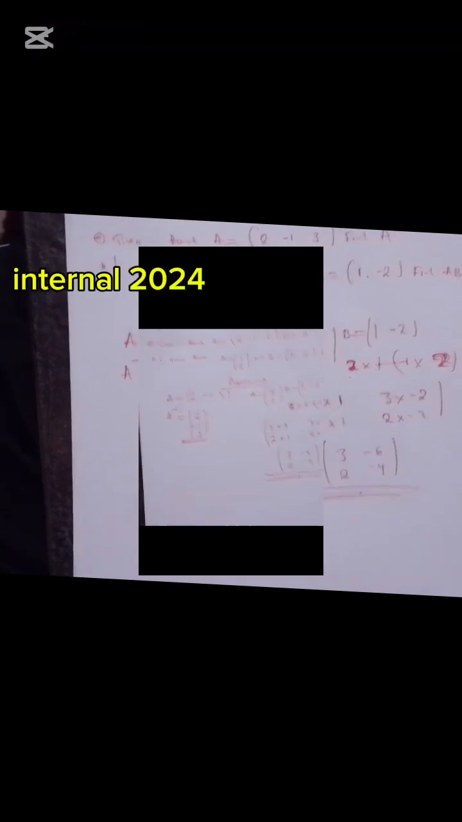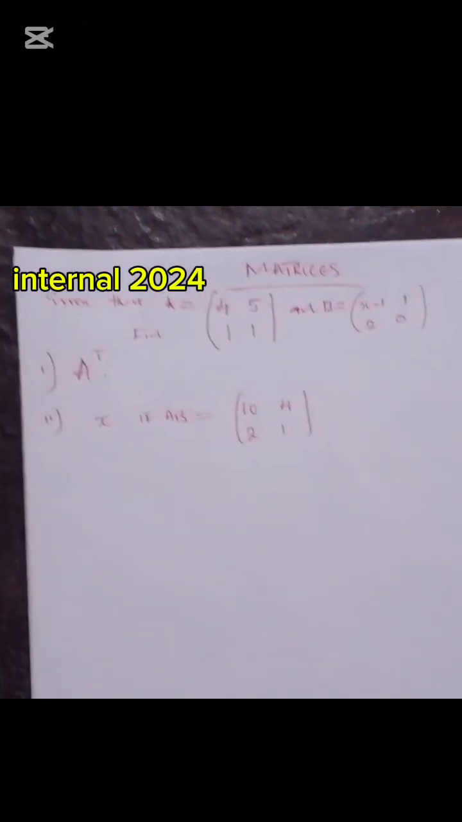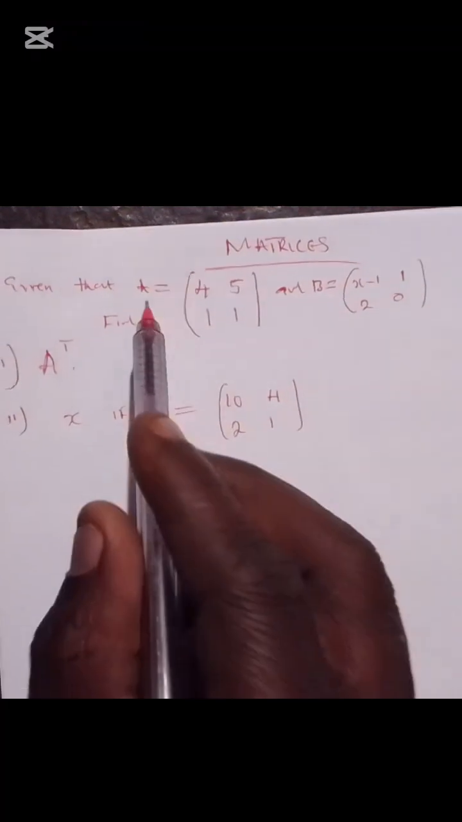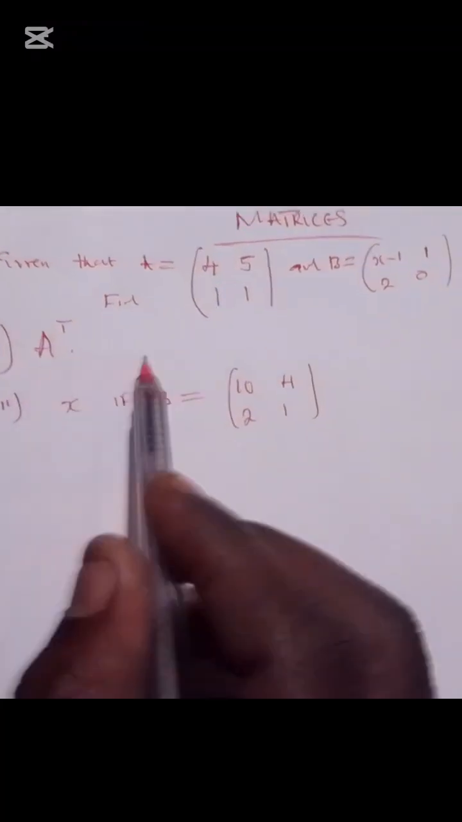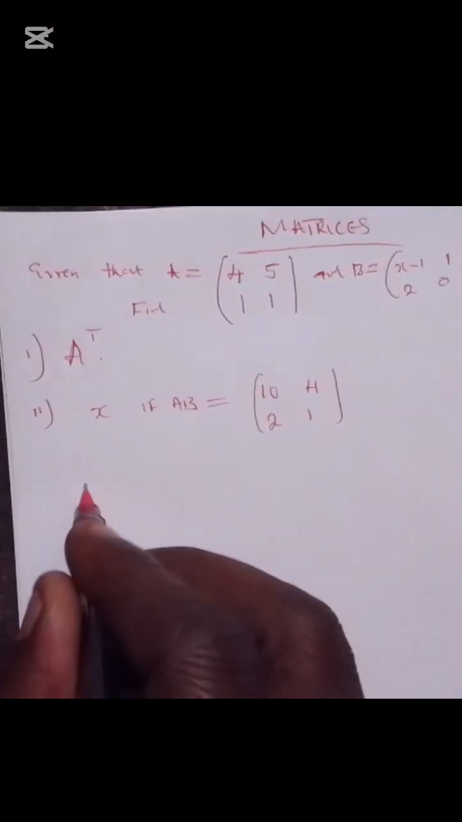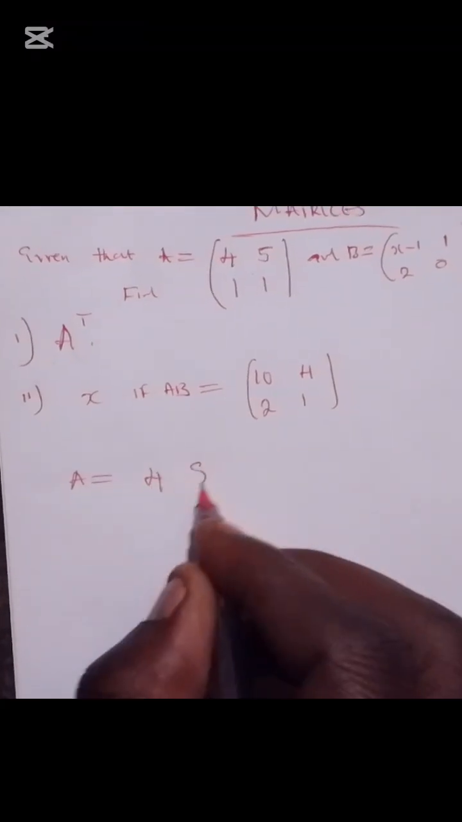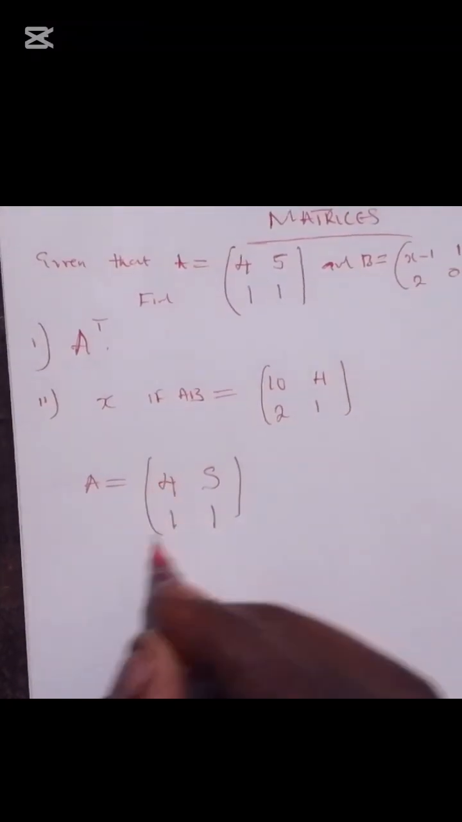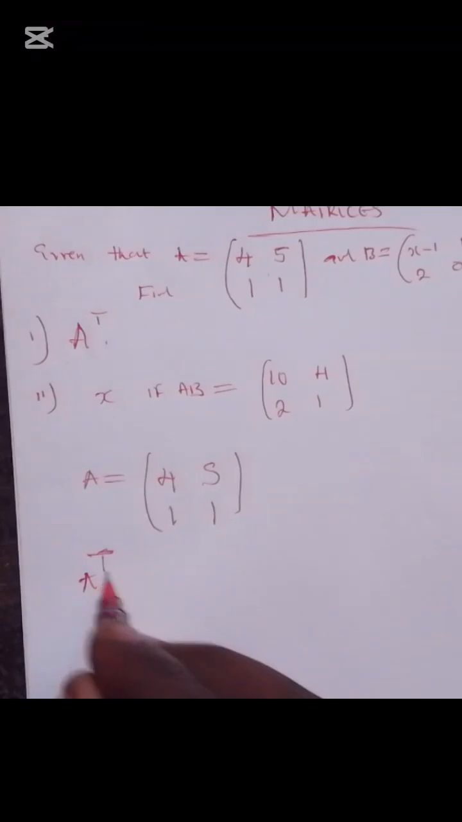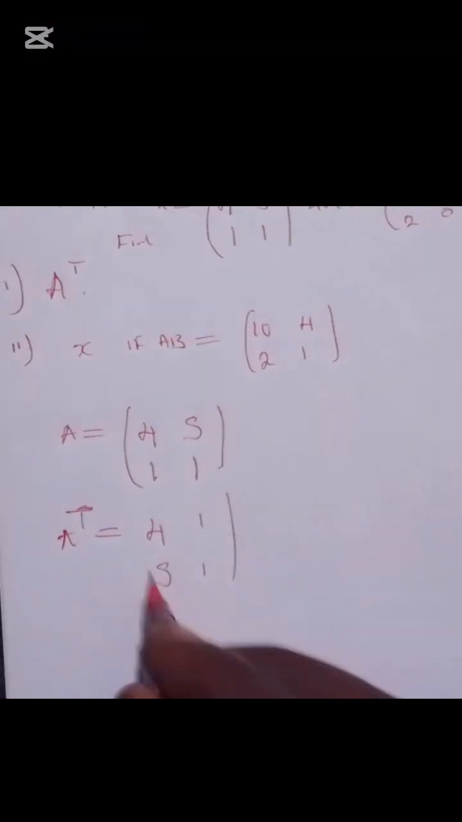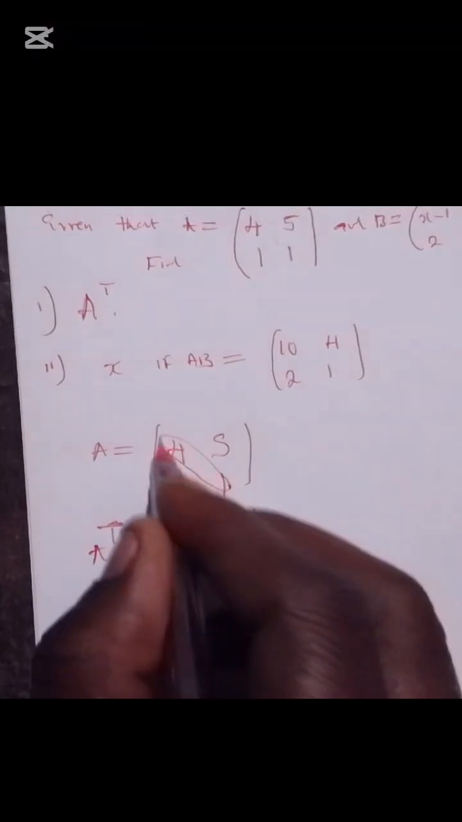Now we're going into the 2024 internal exam. The problem says, given that A equals this and B equals that, find A transpose. Straight away, A equals 4, 5, 1, 1, and they want you to transpose. A transpose will be 4, 5 in this row and 1, 1 in this one. Check out the major diagonal; it never changes. 4, 1 here, and even here it's still 4, 1. Then you are successful in your conversion to a transpose.